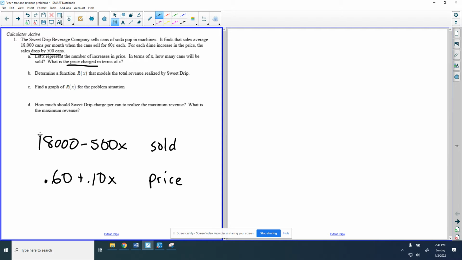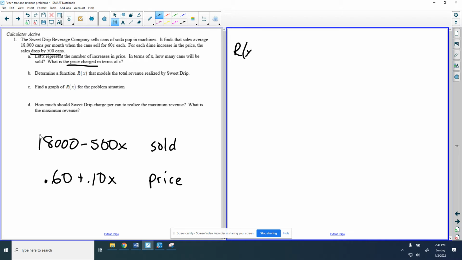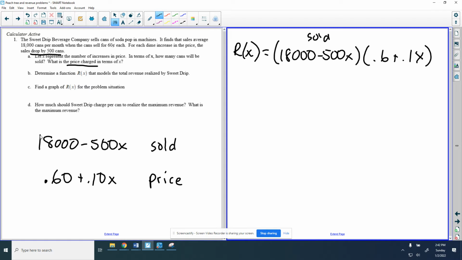Now, what is my revenue? My revenue is how many cans I sell times how much I sell them for. So my revenue with respect to x is going to be equal to 18,000 minus 500x times 0.6 plus 0.1x. Number of cans sold times the price.